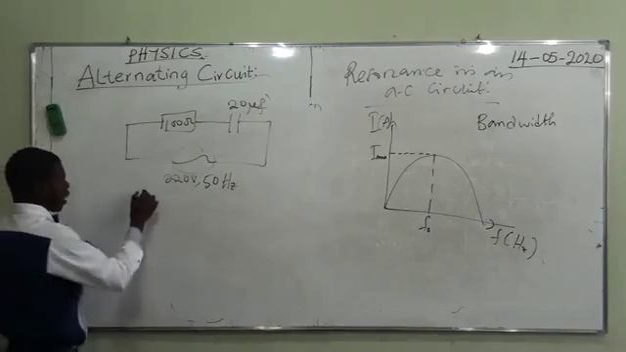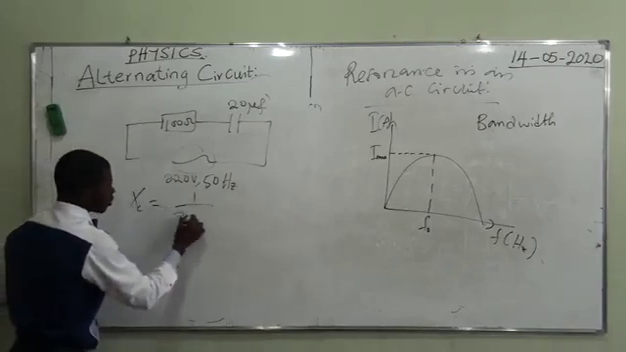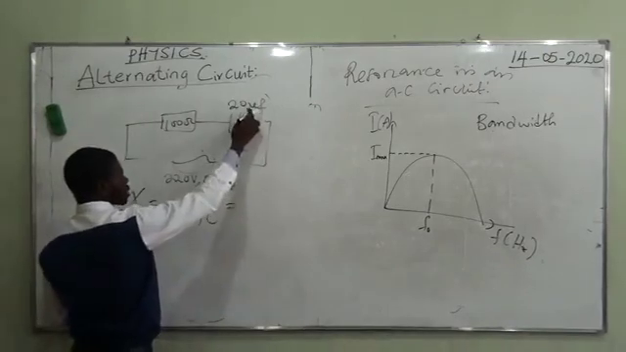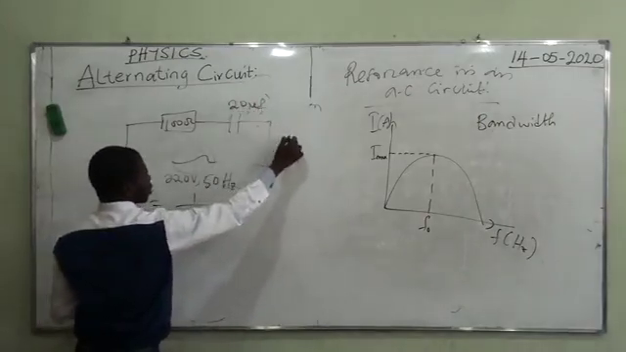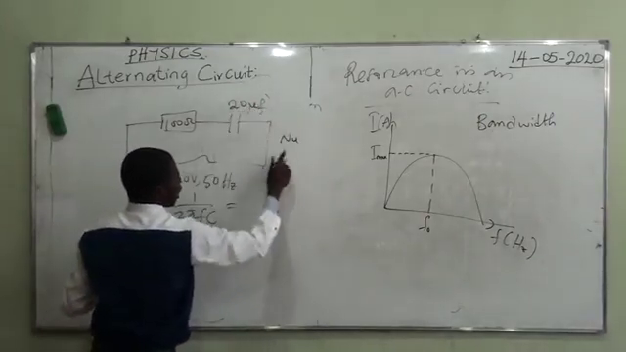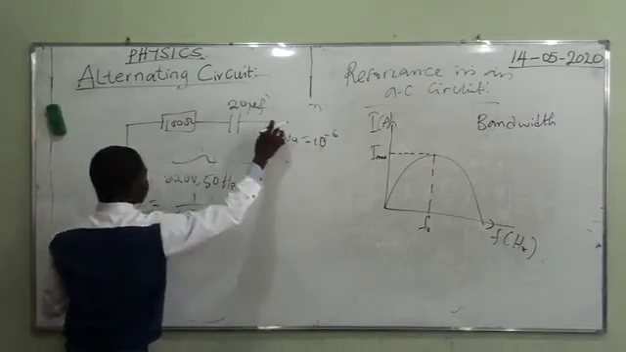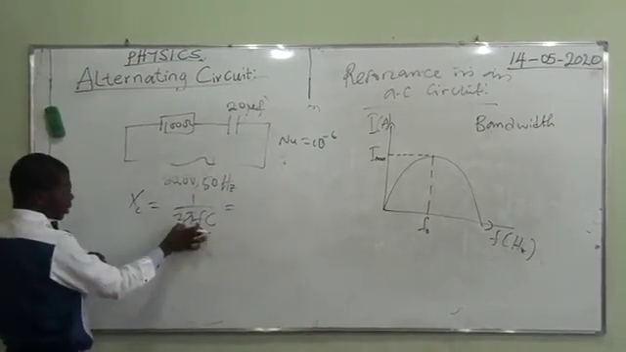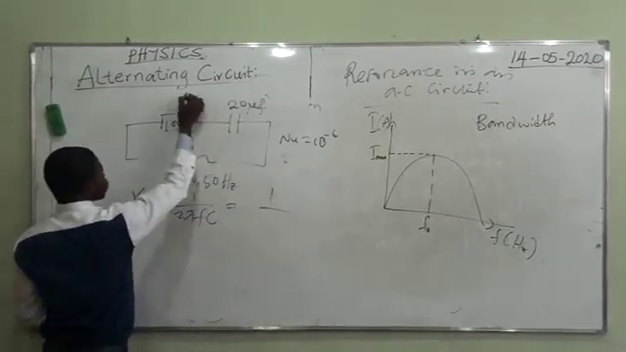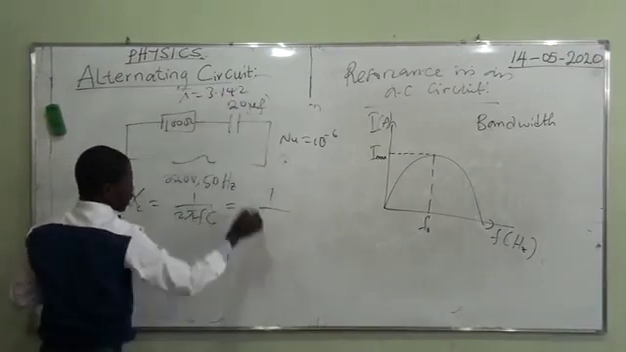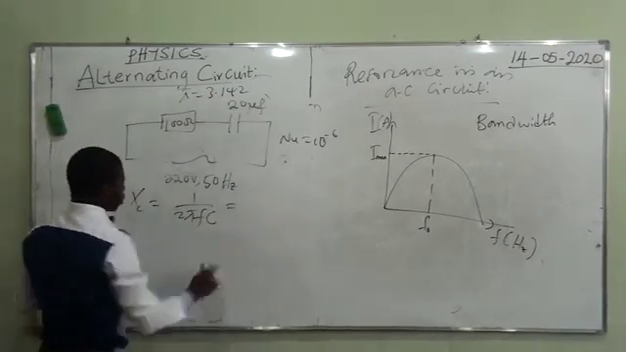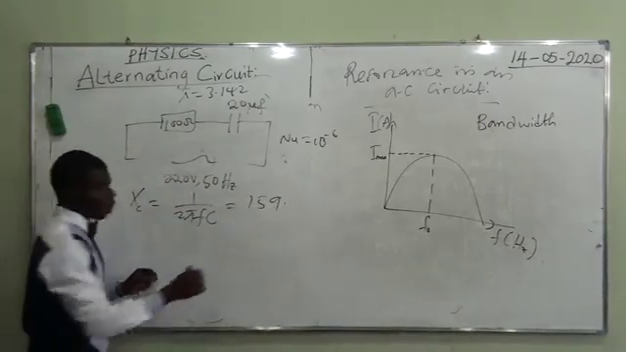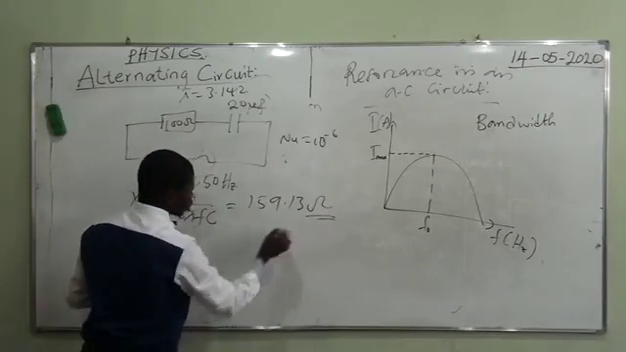The first part you have XC. The formula is 1 over 2 pi FC. Before we start, you need to make some conversion. This symbol mu is called micro. The value is 10 to the power -6. So you must convert that. Subsequently, you need to always take note of some multiples. Put them in here. Take pi to be 3.142. It's a constant. And after the substitution, we are going to arrive at 159.13 ohms. Don't forget to put the unit.